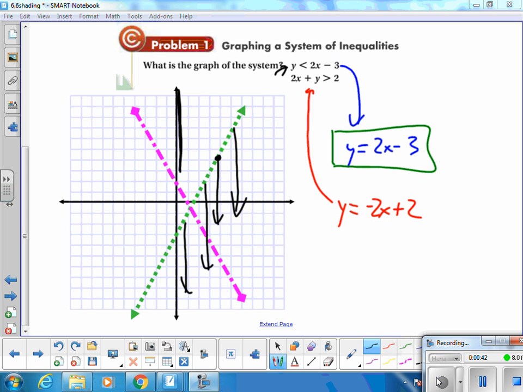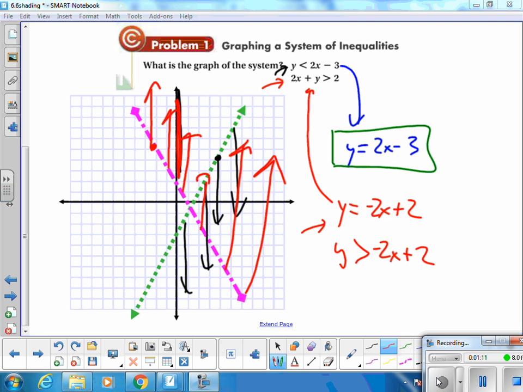Okay, and let me consider the other graph. Let's look at this one right here. I'm going to come back to this equation. So we're saying y is greater than negative 2x plus 2. So I'm going to come back to that equation, which is the purple line. I make a point, and I'm looking at where y is greater than. So considering my y, where does y get greater? It is this direction. So my shading is this way. And so we can see that my overlap is right there.